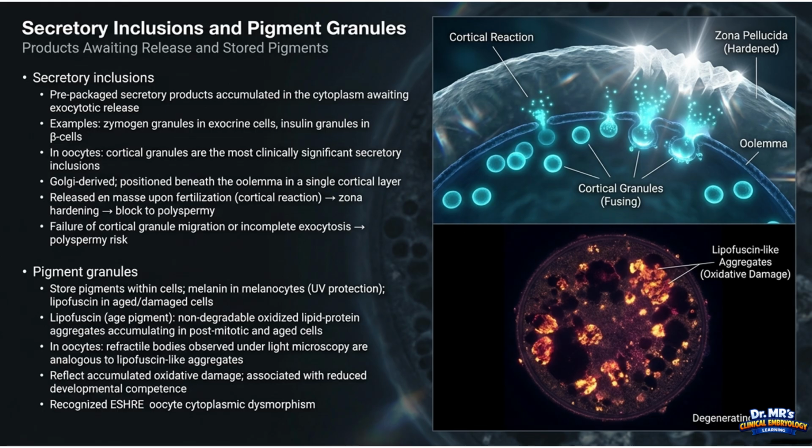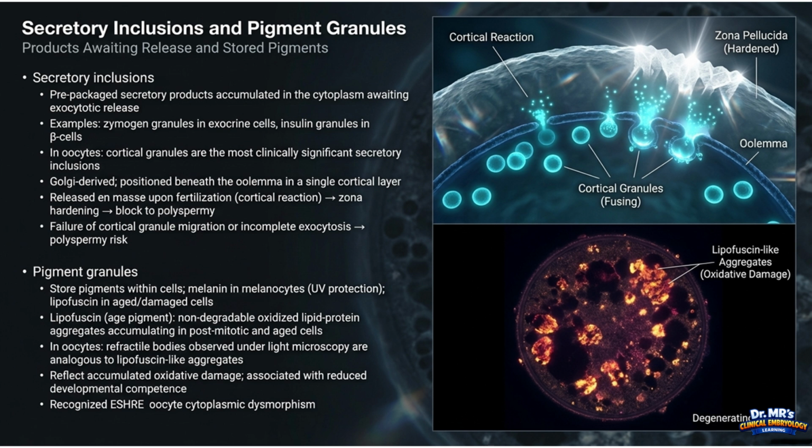In classical cell biology, examples include the zymogen granules of pancreatic acinar cells, holding inactive digestive enzymes, and the insulin granules of pancreatic beta cells. In reproductive biology, the most clinically significant secretory inclusions are the cortical granules of the oocyte.